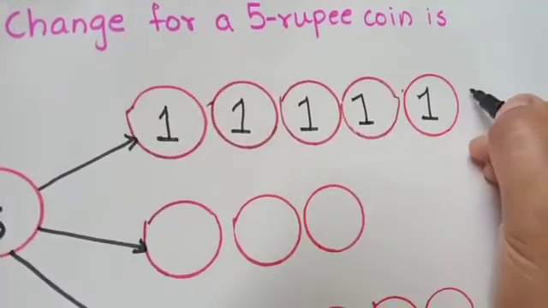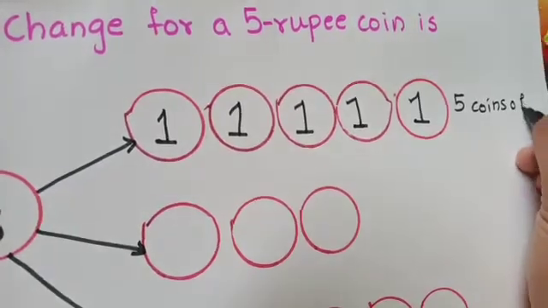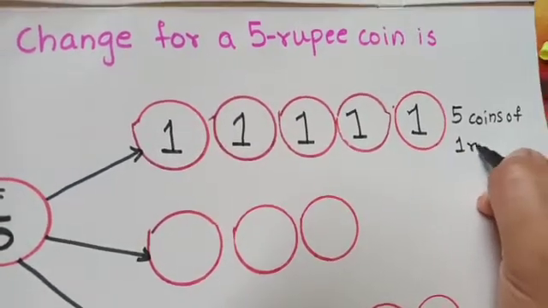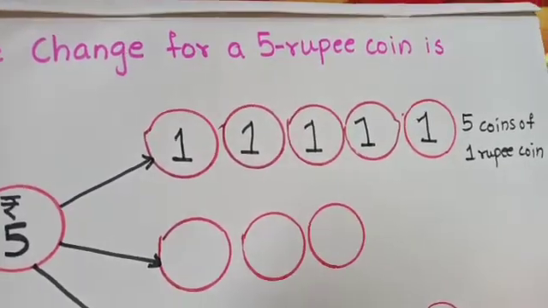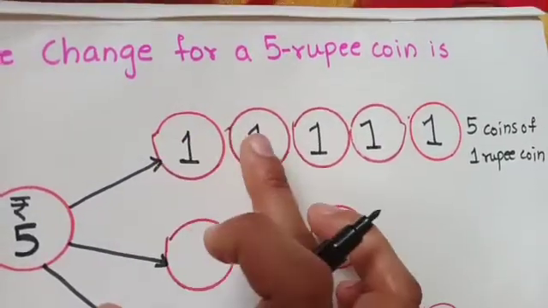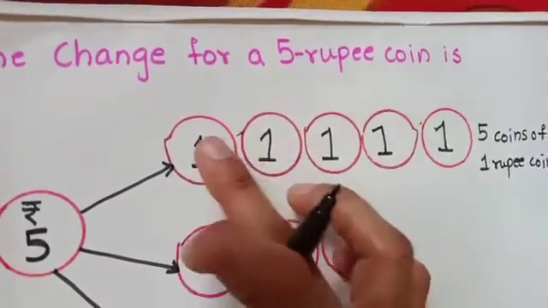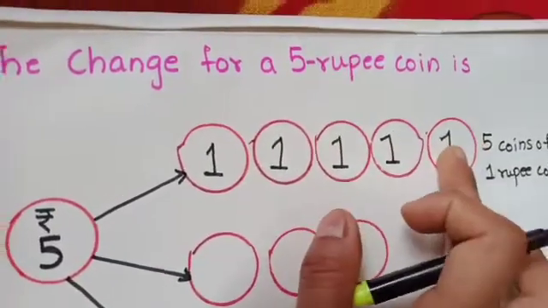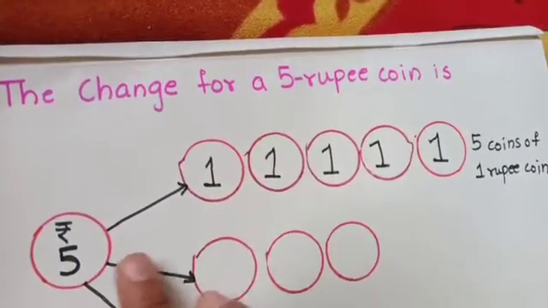We can give 5 coins of 1 rupee coin. How many? 1, 2, 3, 4, 5.